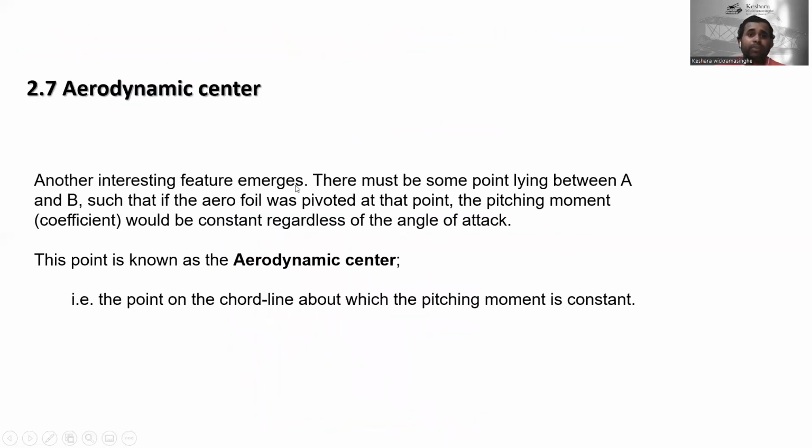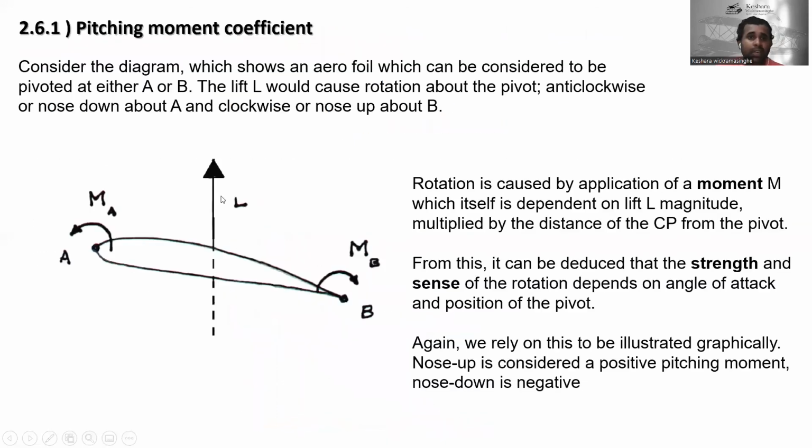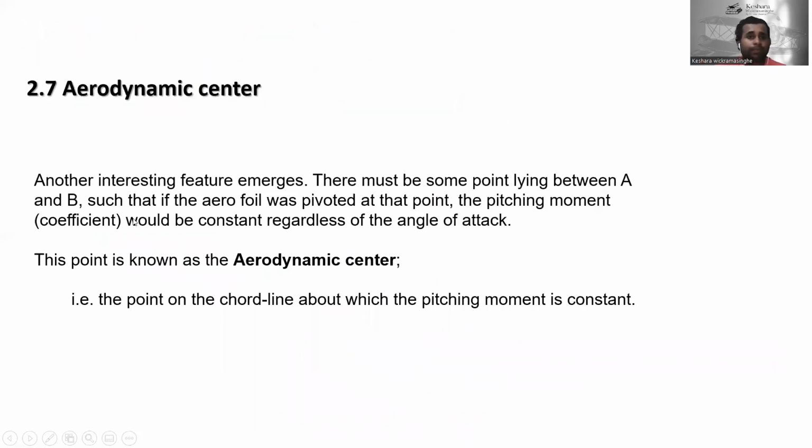Now the aerodynamic center. Another interesting feature emerged. There must be some point lying between A and B such that if the aerofoil was pivoted at that point, the pitching moment coefficient would be constant regardless of the angle of attack. This point is known as the aerodynamic center, the point on the chord line about which the pitching moment is constant.